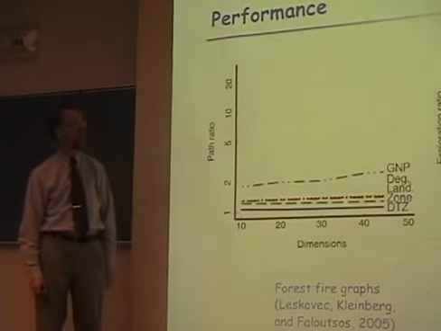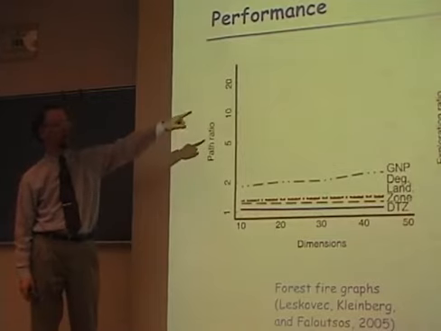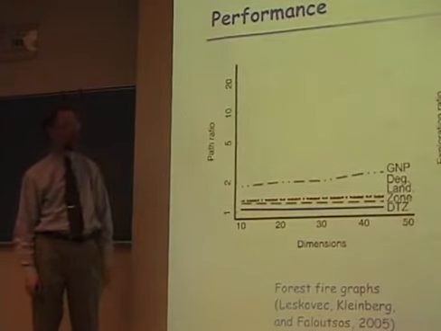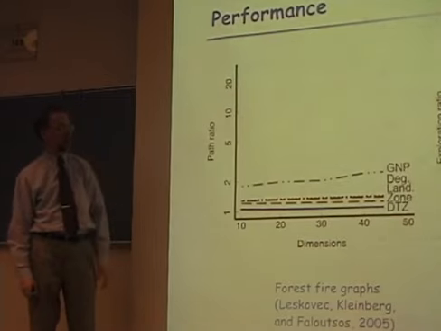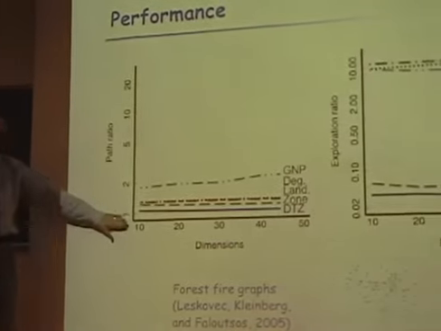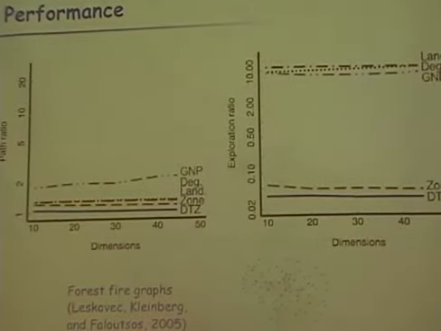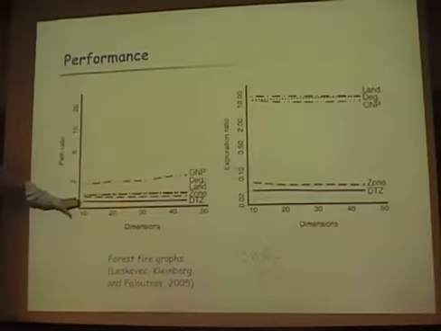And it's also, in terms of the number of nodes you have to explore in order to find this short path, is that second graph. Again, DTZ does very well. Dimensions here are the number of zones, for instance, or the number of zones plus their distances that we have for these two NSIs.